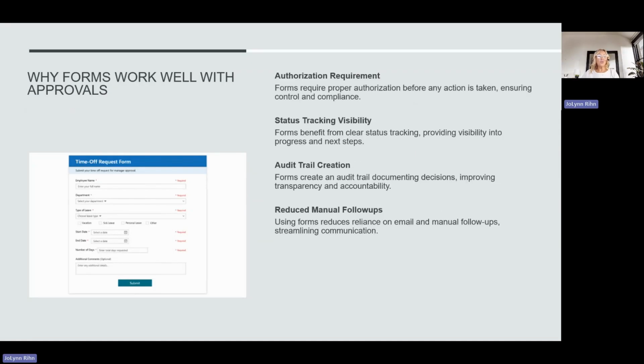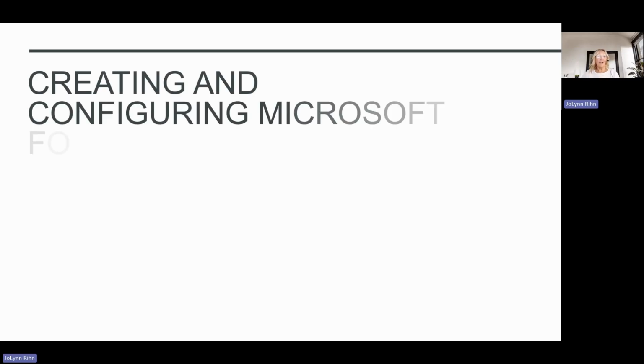So when it comes to forms working well for approvals in Microsoft 365, it's a natural alignment for approvals because they really capture the requests that require that decision, and they provide the visibility, they create an audit trail, and they reduce the reliance on manual follow-up. And that's what we want when saying the word automation. We don't want the word manual to be a part of that.